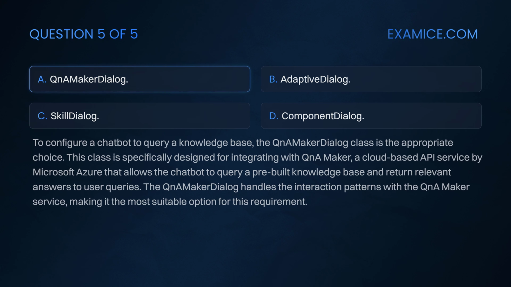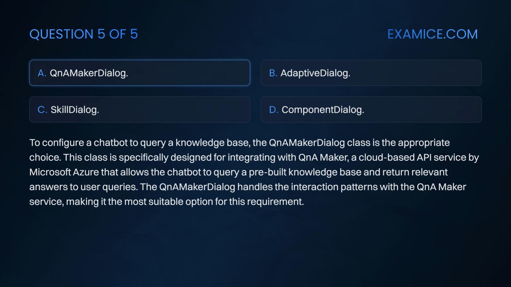To configure a chatbot to query a knowledge base, the QnAMaker Dialog class is the appropriate choice. This class is specifically designed for integrating with QnA Maker, a cloud-based API service by Microsoft Azure that allows the chatbot to query a pre-built knowledge base and return relevant answers to user queries. The QnAMaker dialog handles the interaction patterns with the QnA Maker service, making it the most suitable option for this requirement.